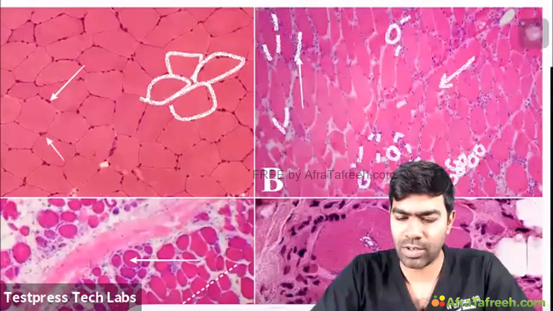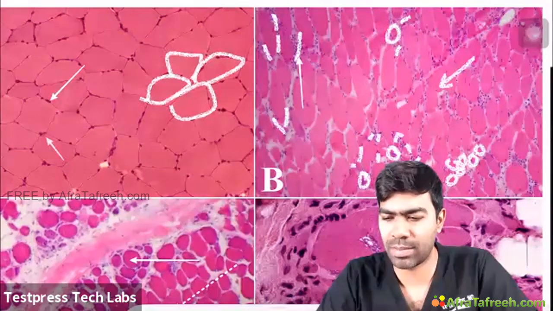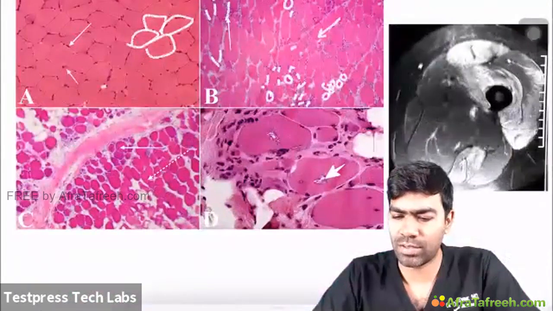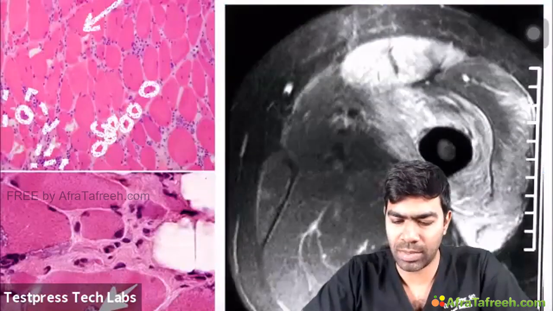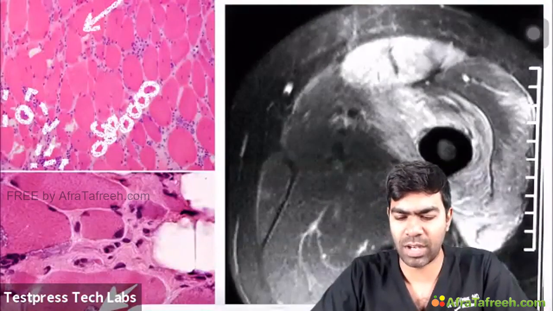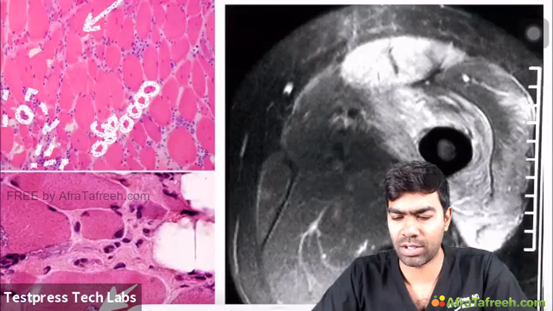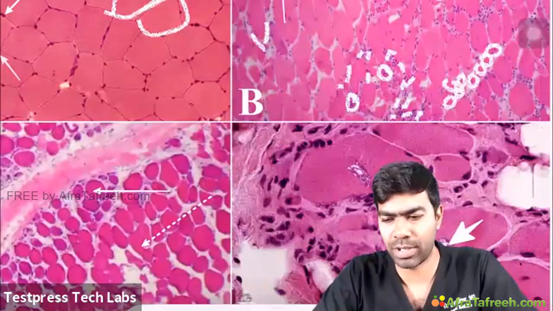So correct, like equal shape. There's no size discrepancy here. There is a lot of size discrepancy in areas of inflammation. You can see these fibers are basically going for tremendous atrophy over here. So the small fibers indicate atrophy. So inflammation, diffuse, not affecting selected areas. So that's typically a polymyositis.